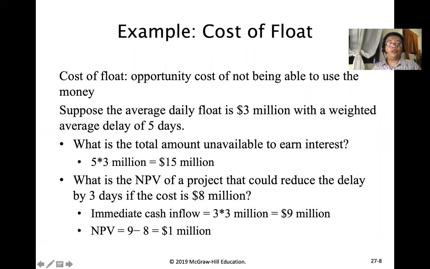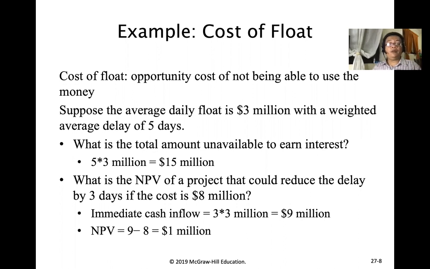How about the cost of float? Cost of float, opportunity cost of not being able to use the money. Suppose the average daily float is 3 million with a weighted average of 5 days. What is the total amount unavailable to earn an interest? So you have 5 days delay times 3 million. Sayang, you have 15 million, unavailable to earn interest.